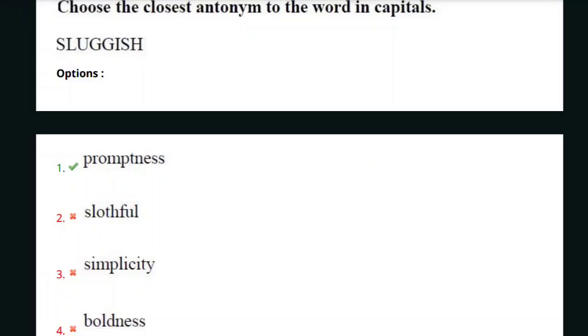Promptness is nothing but quick and punctual. So promptness is the antonym to the word sluggish. Let's move to another question.